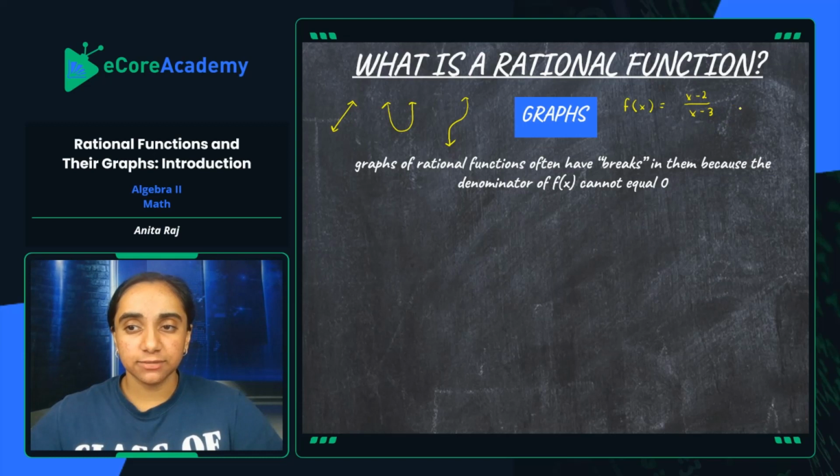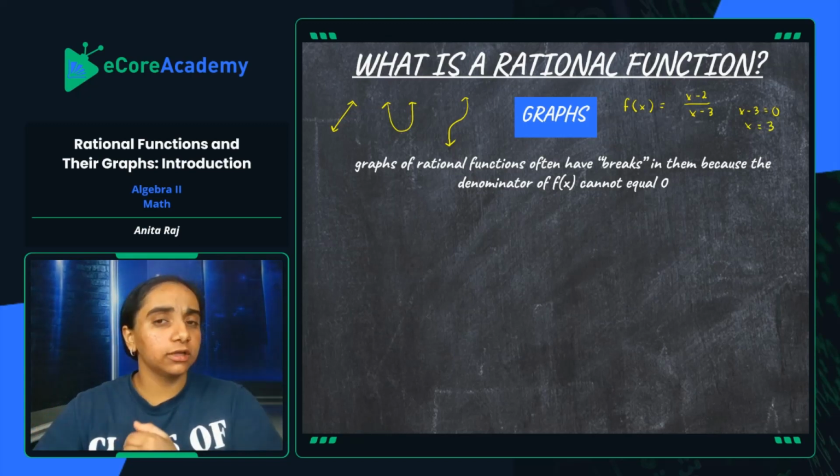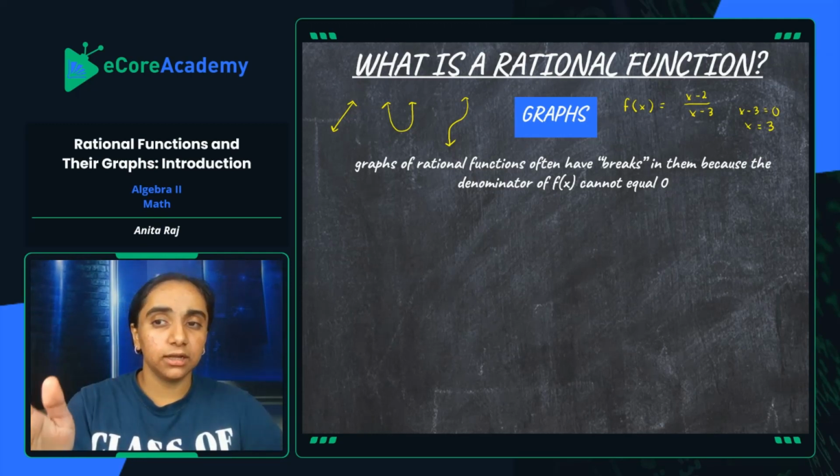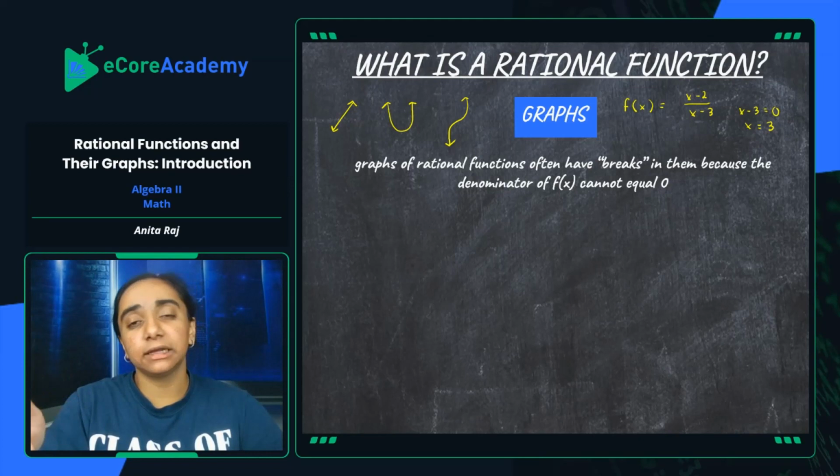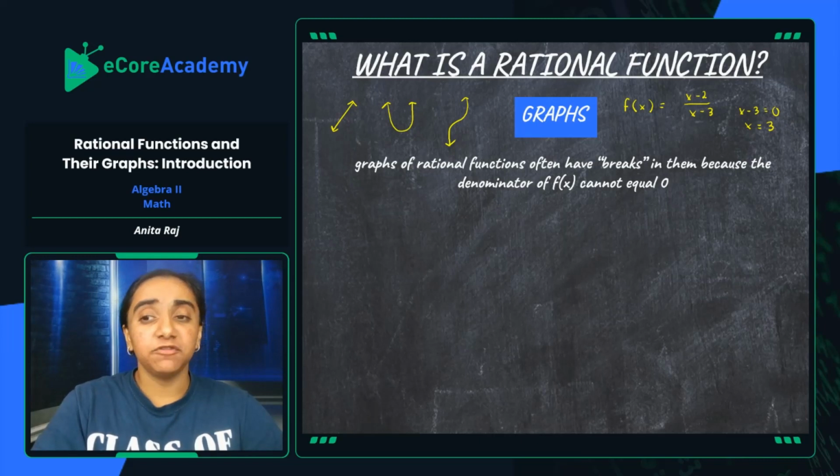However, if we set x minus 3 equal to 0, we find that if we add 3 to both sides, we get x equals 3. So on our coordinate plane, if we plug in the point 3, we're going to end up plugging it in the numerator. 3 minus 2 is equal to 1. That's fine. If we plug it into the denominator, 3 minus 3 is equal to 0, but that's problematic because our denominator cannot equal 0. If it does, this function is undefined at that point.